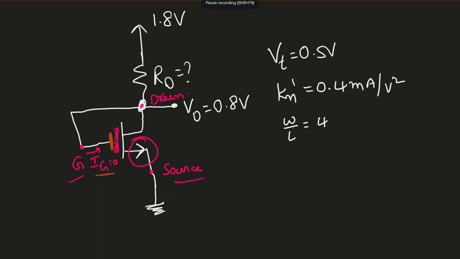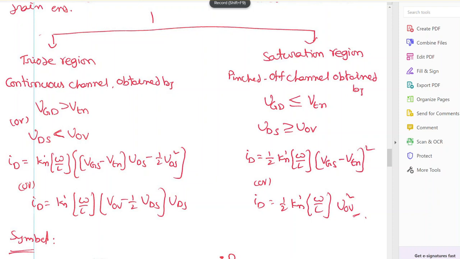Now there are two modes of operation. One is triode mode of operation, another one is saturation mode of operation. How do you know which mode is which? So here are my notes, which I already posted on the blackboard. In the triode mode of operation, VGD is always greater than VT, where VT is the threshold voltage. In saturation mode, VGD is less than or equal to VTN. VTN is the threshold voltage.